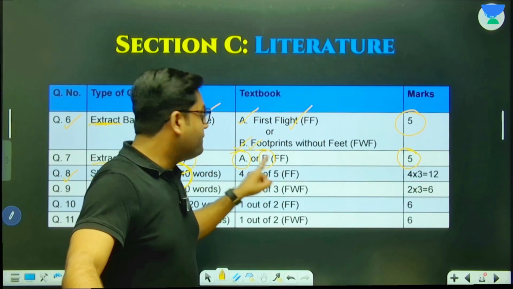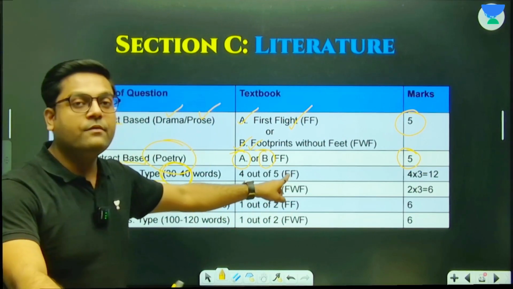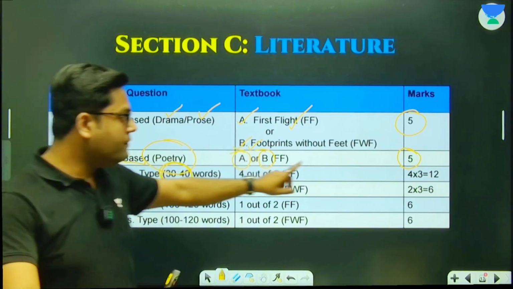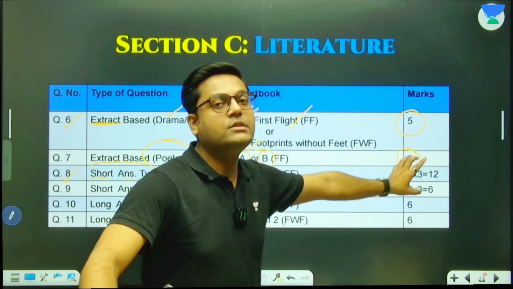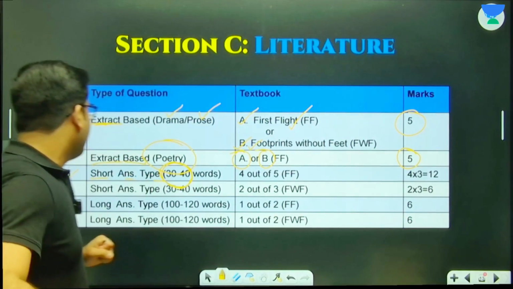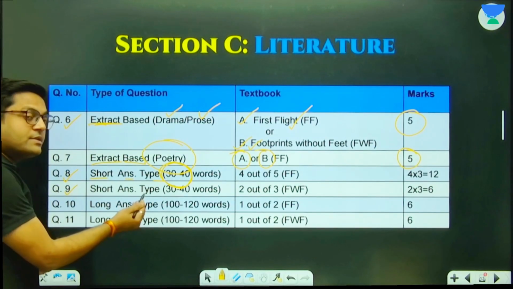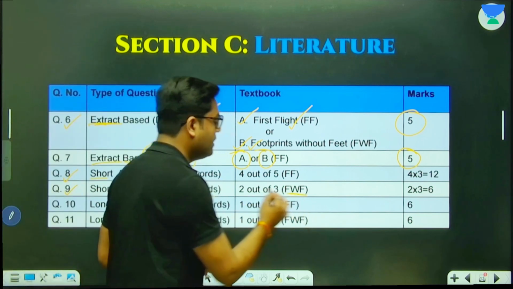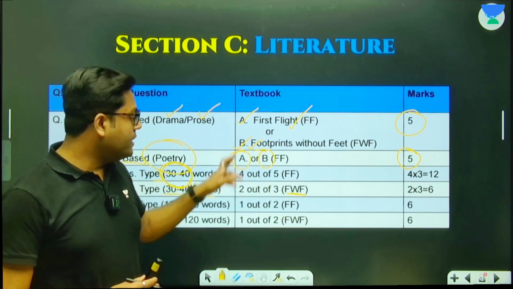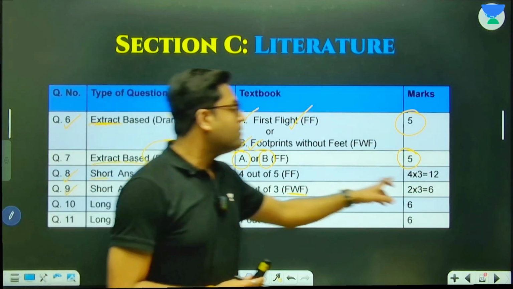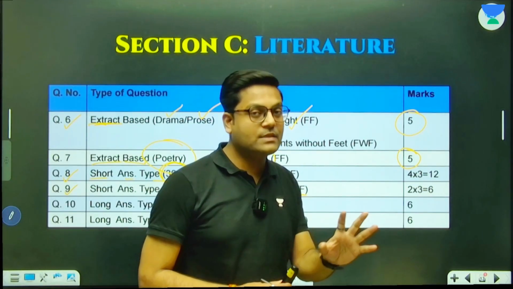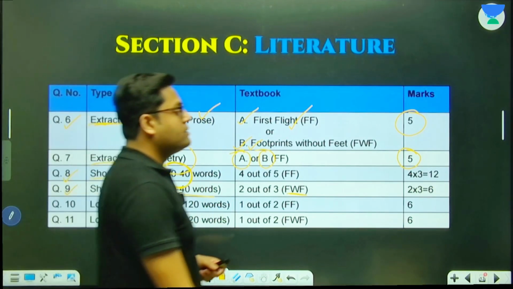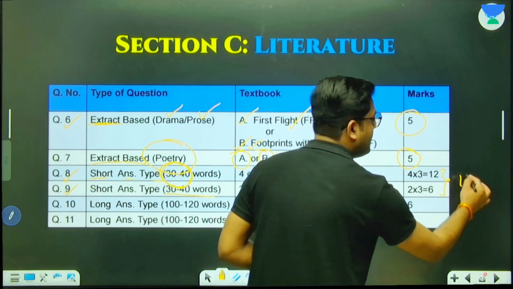Again यहाँ पे आपको 5 questions given होंगे from the First Flight, out of which आपको 4 attempt करने हैं and each question is of 3 marks, तो आपको total 12 marks जो है वो awarded होंगे. Then followed by again short answer type 30 to 40 words, but now from Footprints Without Feet. आपको 3 questions given होंगे and you need to attempt only 2, so 3 into 2 is going to give you 6 marks in total, right? अच्छा, तो आपके short answer type में total जो questions होंगे वो होंगे आपके 18 marks के.